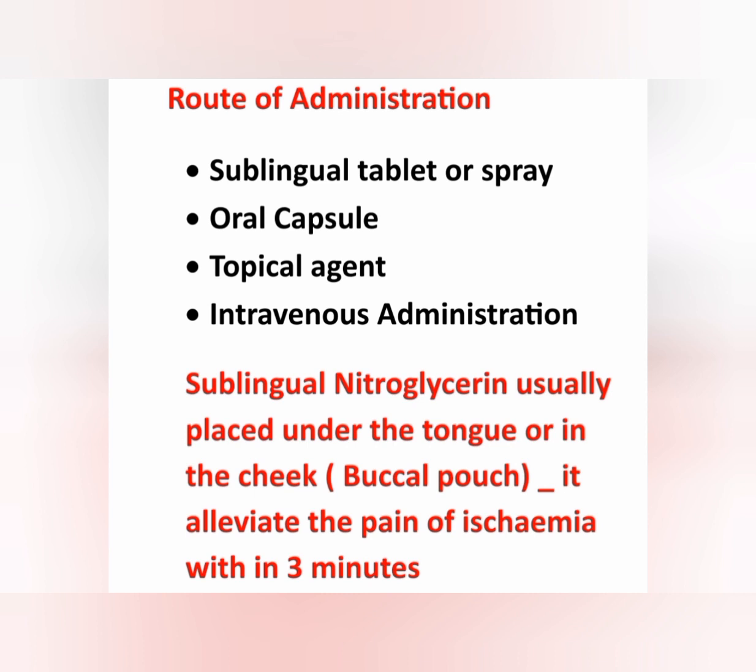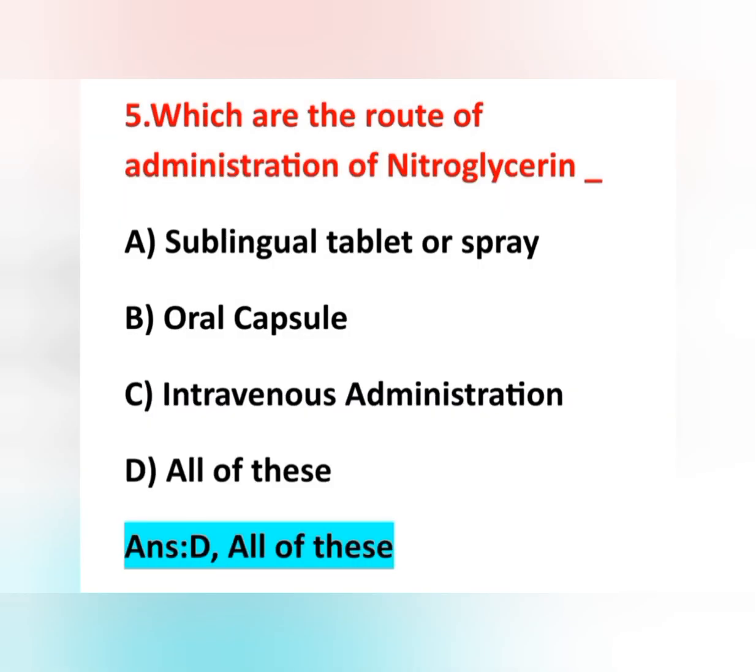Usually sublingual nitroglycerin is placed under the tongue or in the cheek, the buccal pouch. It alleviates the pain of ischemia within 3 minutes. Okay, so our answer is, the routes of administration of nitroglycerin are option D, all of these.